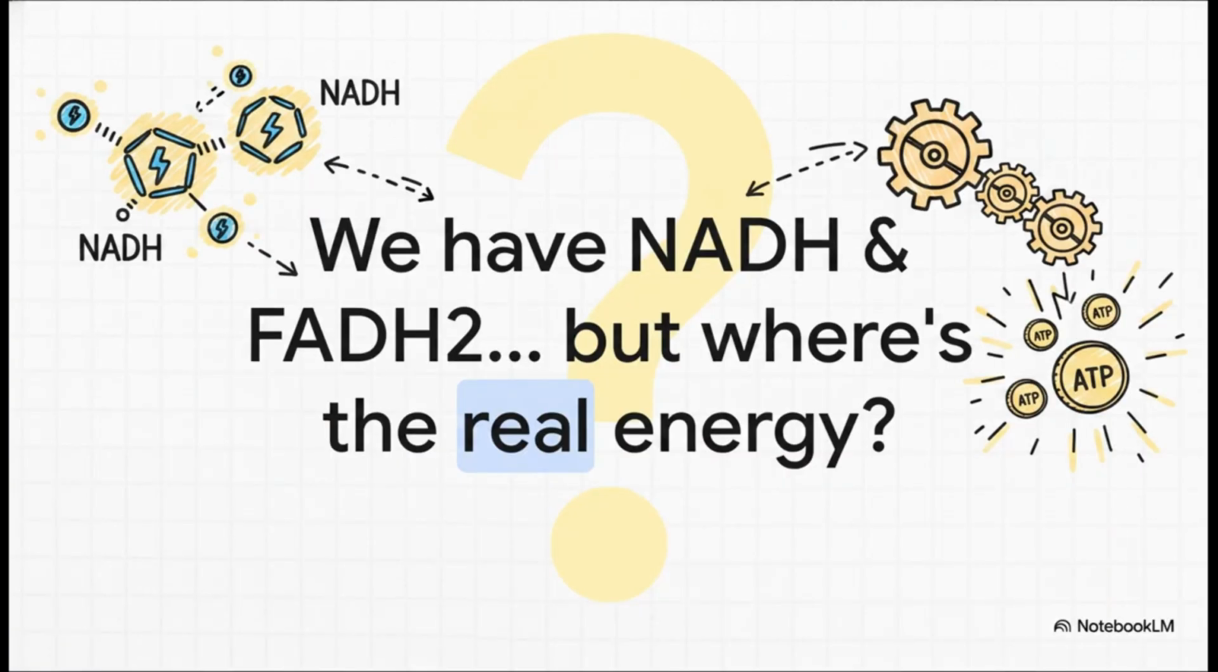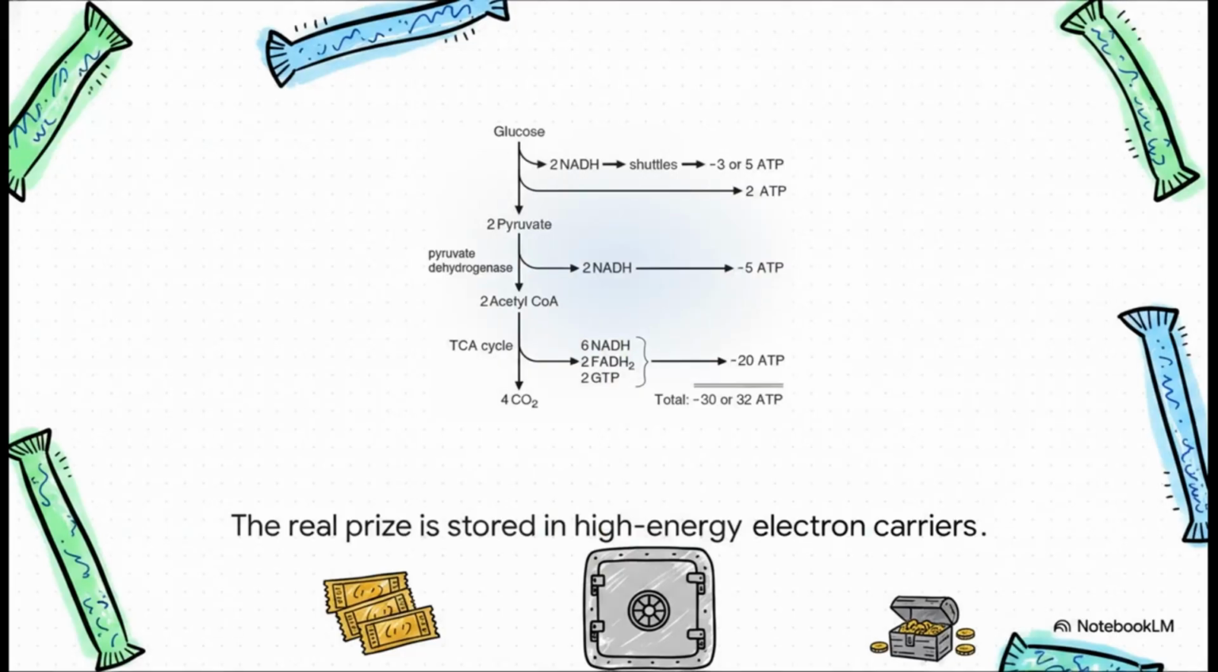So after all that work, we're left with these two molecules, NADH and FADH₂. They are absolutely loaded with high-energy electrons. But here's the thing, they aren't the currency our cells can actually spend. So the huge question is, how do we turn this potential energy into the cold, hard cash of ATP? Just take a look at this breakdown.